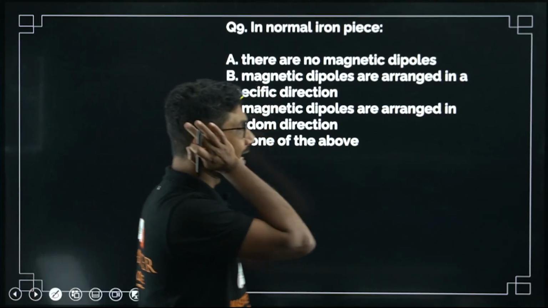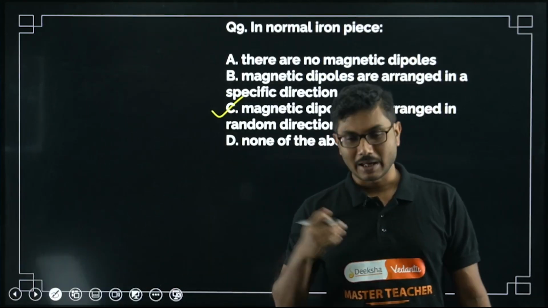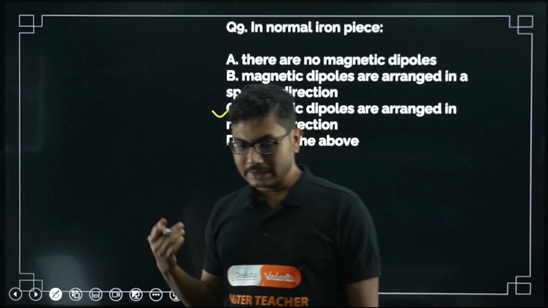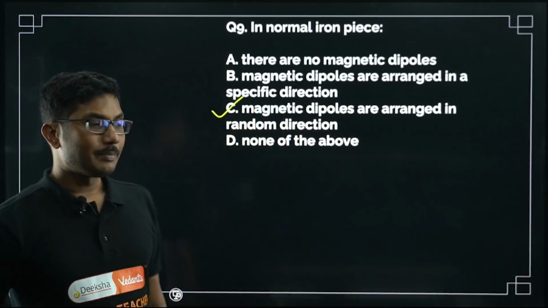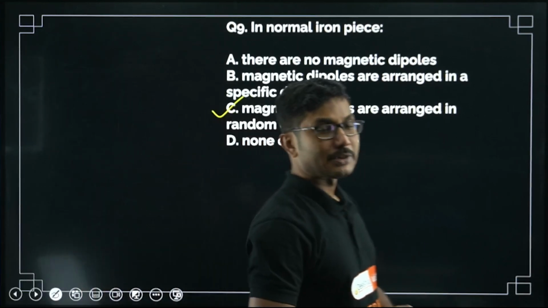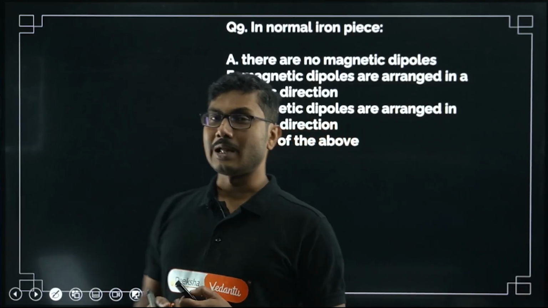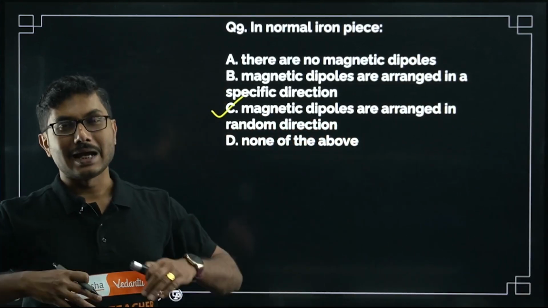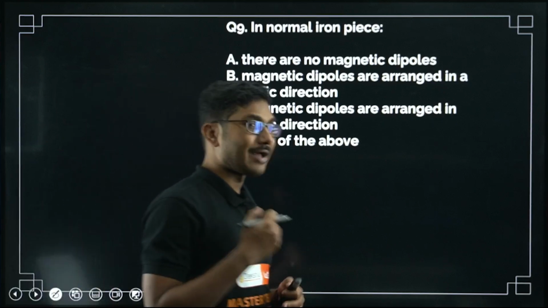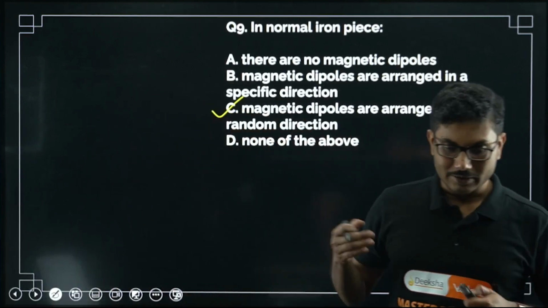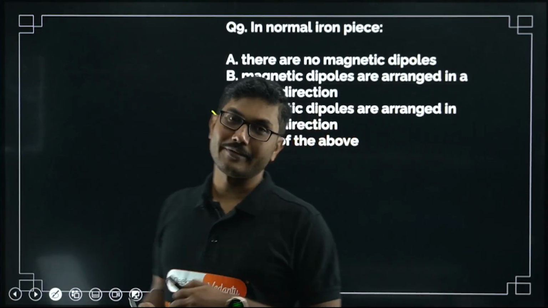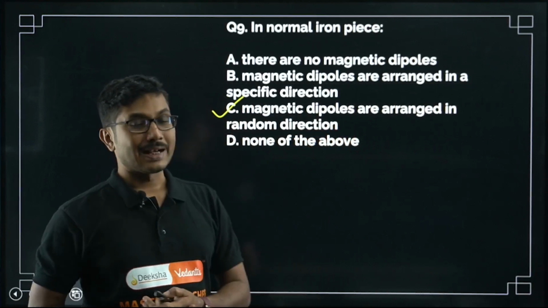Magnetic dipoles are arranged in random direction. We know that iron is a ferromagnetic material, right? But if it is a normal iron piece, definitely it does not show any magnetic properties. That means all the magnetic dipoles present in the iron are randomly oriented so that their average is 0. In case of random things, we know their average is 0. So here they are randomly oriented.